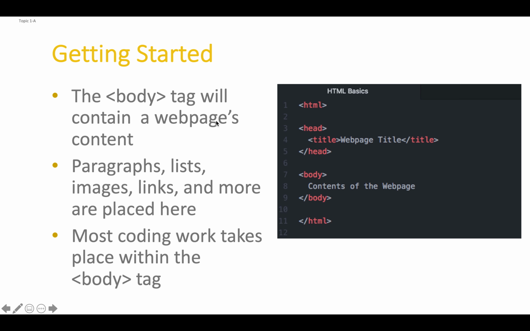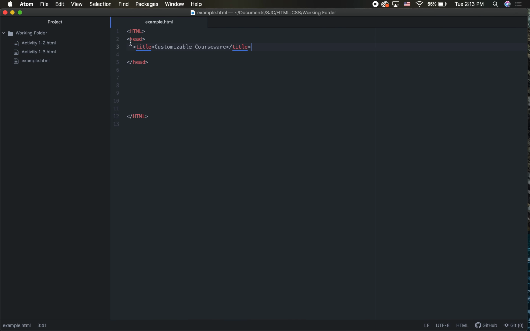Okay, the next most important tag is the body tag. And the body tag contains the actual content of the web page that you're going to see. So things like paragraphs, lists, images, links, and more are placed inside of here. Most coding work takes place within the body tag. So if I have my head tag and I'm going to put some other stuff inside of there, I'll just leave it open. Then I close the head tag.